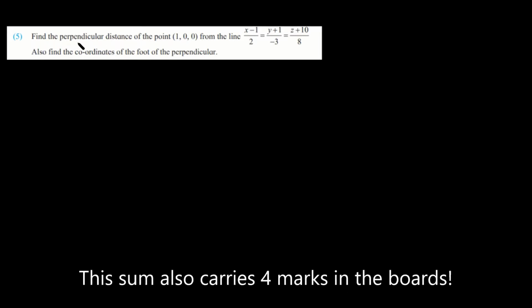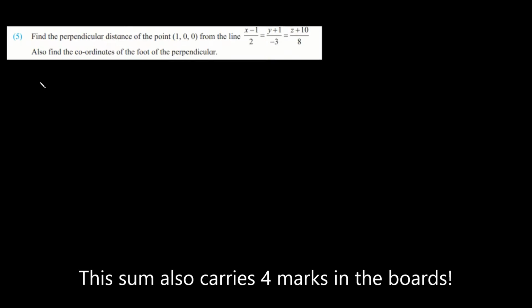The fifth sum: find the perpendicular distance of the point (1, 0, 0) from the line (x minus 1) upon 2 is equal to (y plus 1) upon minus 3 is equal to (z plus 10) upon 8. Also find the coordinates of the foot of the perpendicular. Essentially the question looks the same as the previous one. The only difference is that the Cartesian equations of the line are given and the point also is in Cartesian coordinate form. You can either convert it into vector form and do it like the previous sum, or use this particular method which I am giving here.